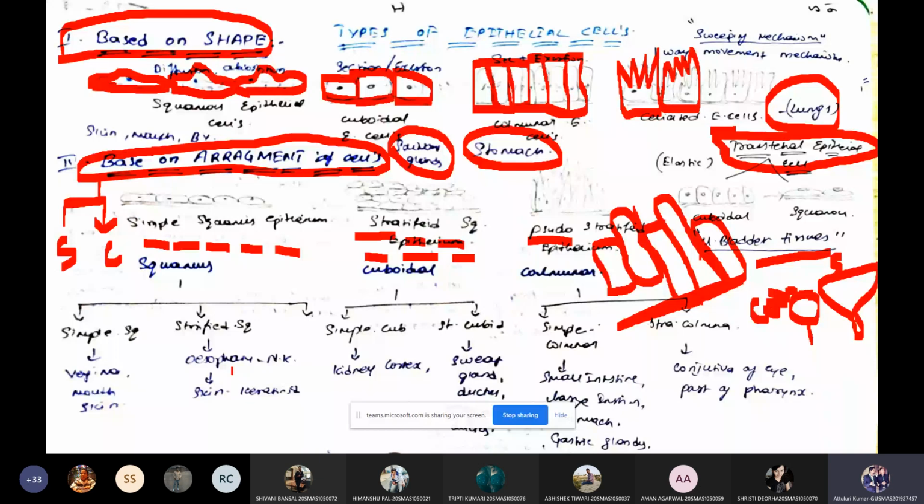Then coming to the cuboidal cells, simple cuboidal cell tissue is present in kidney cortex. In the kidney cortex, we will find simple cuboidal cells, whereas stratified cuboidal cells are present in sweat glands and ducts. All ducts and sweat glands will have stratified cuboidal epithelium. Then coming to the columnar epithelium, simple columnar epithelium is present in small intestine, large intestine, stomach, and gastric glands, whereas stratified columnar epithelium is present in the conjunctiva of the eye, that means the white part of the eye, and part of the pharynx will have stratified columnar epithelium.